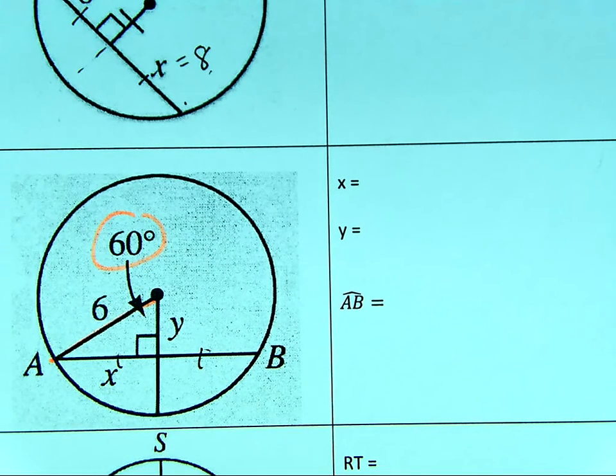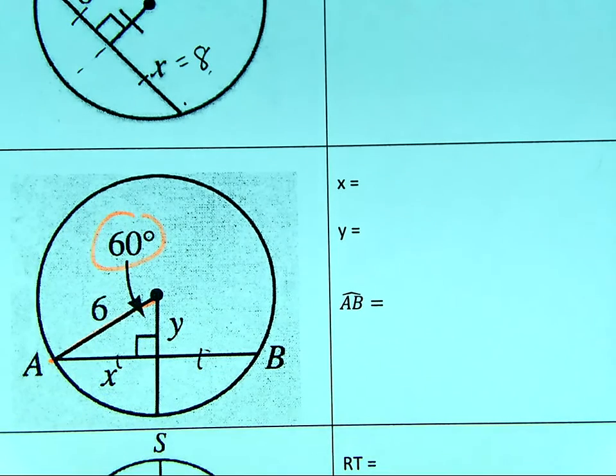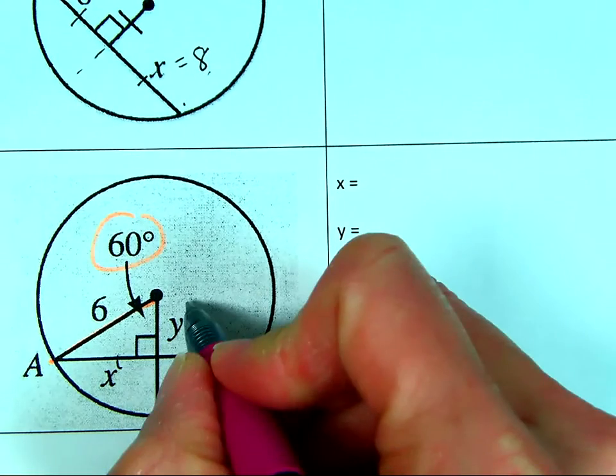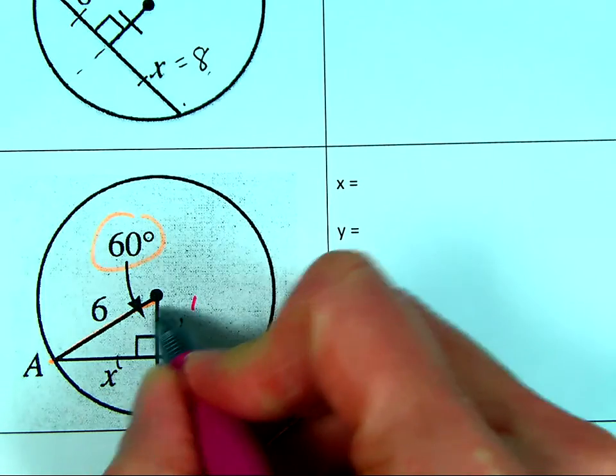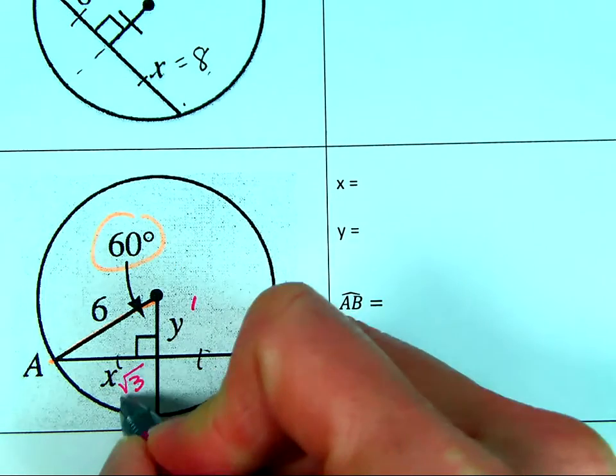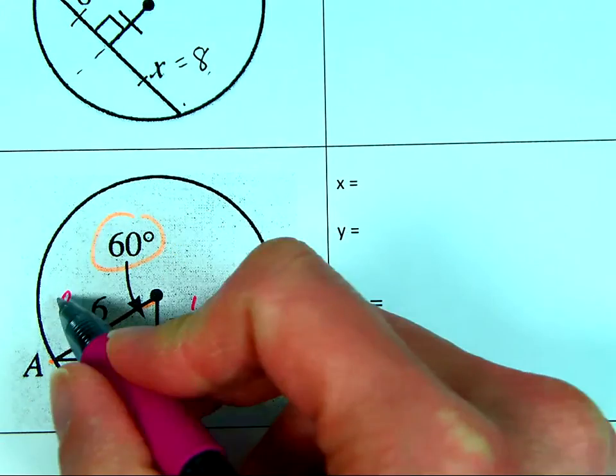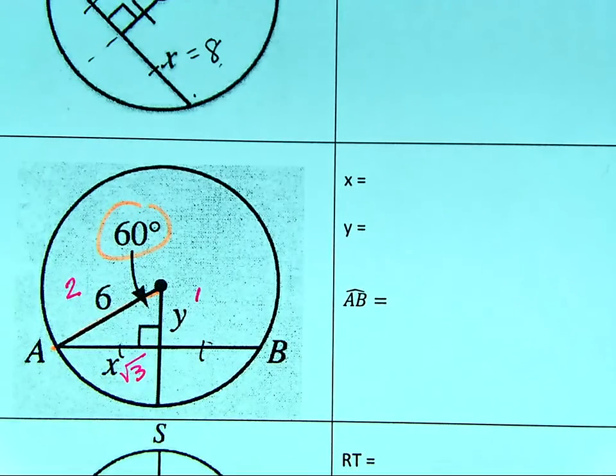So we're going to go back to our 30, 60, 90, 1, root 3, and 2. I'm going to get a different color. 1, root 3, and 2. The 1 is opposite the 30-degree angle. The root 3 is opposite the 60-degree angle. And the 2 is opposite the 90-degree angle. We know that because all 30, 60, 90 triangles are similar by angle-angle similarity, and the ratio of those sides will always be 1, root 3, and 2. No matter how big or small, the ratio will be the same.